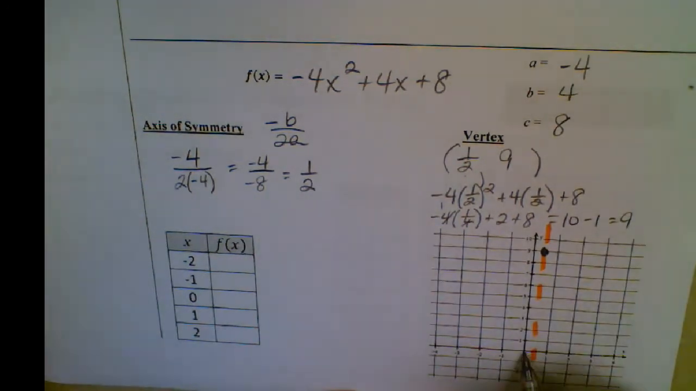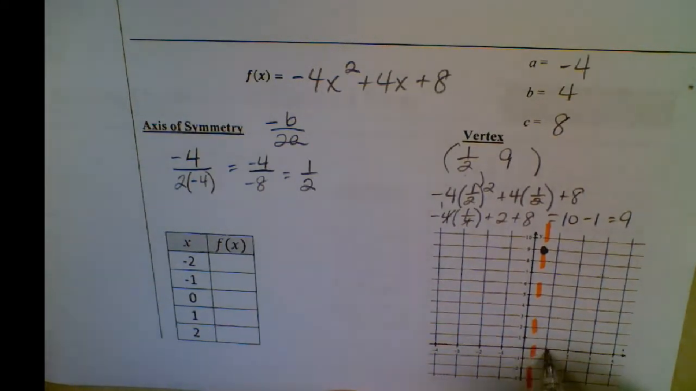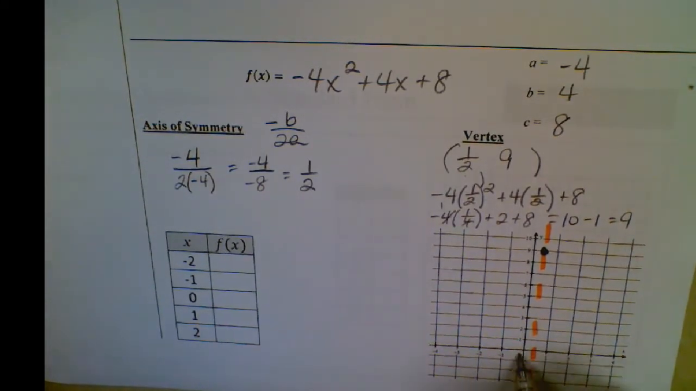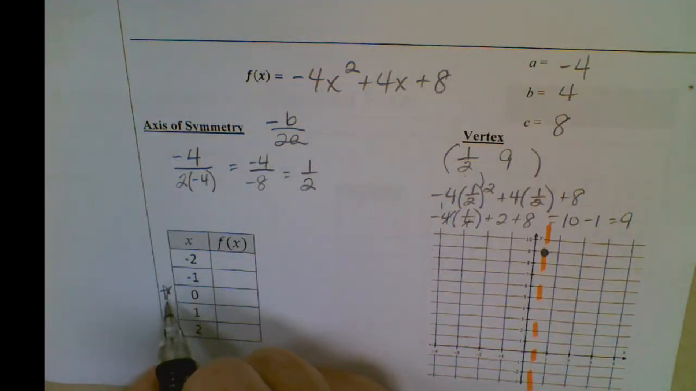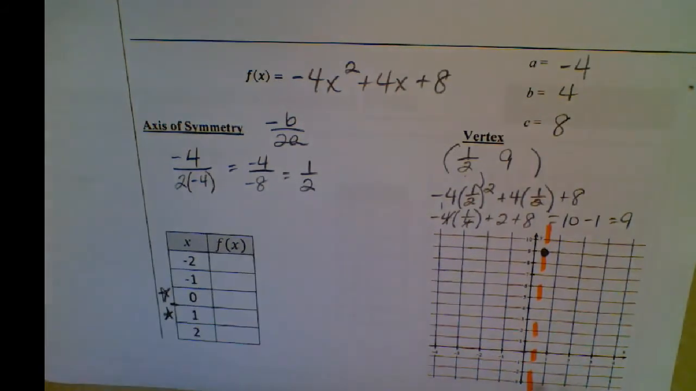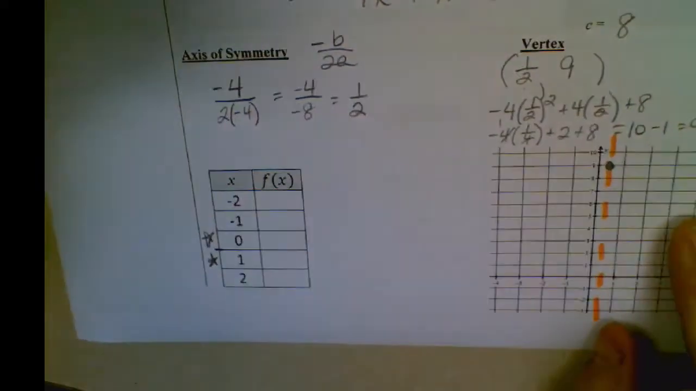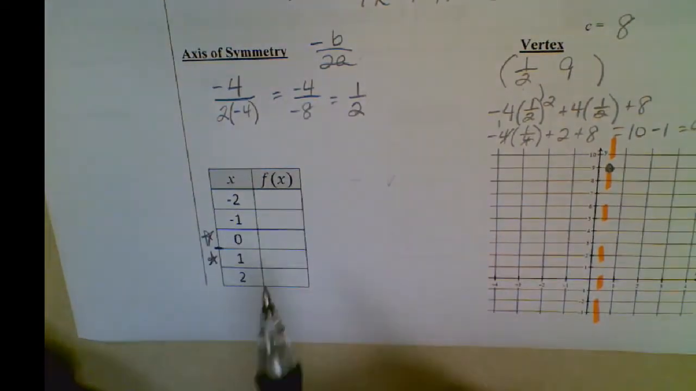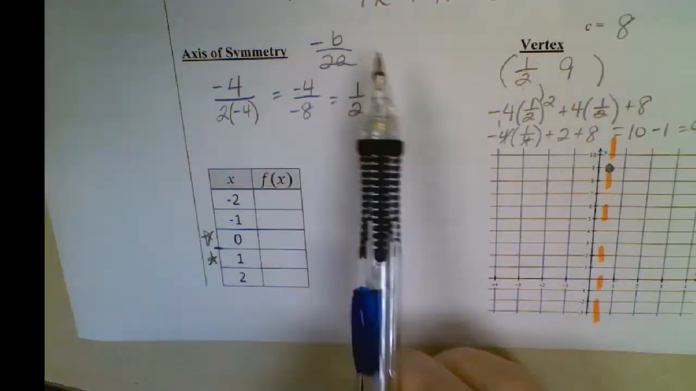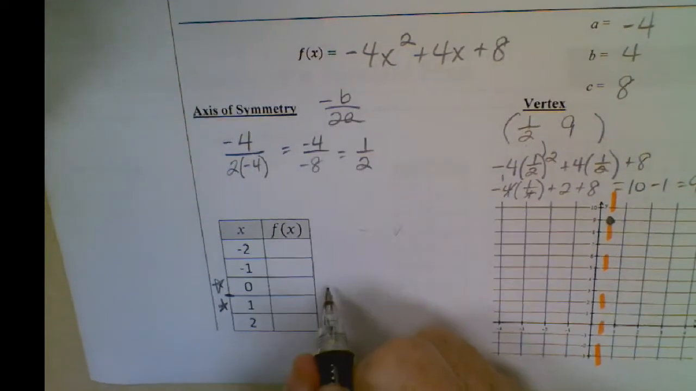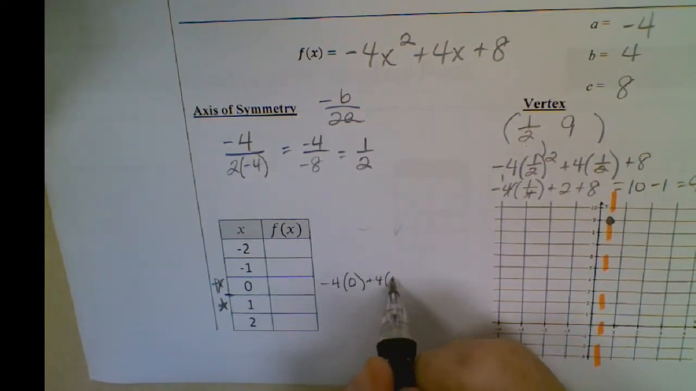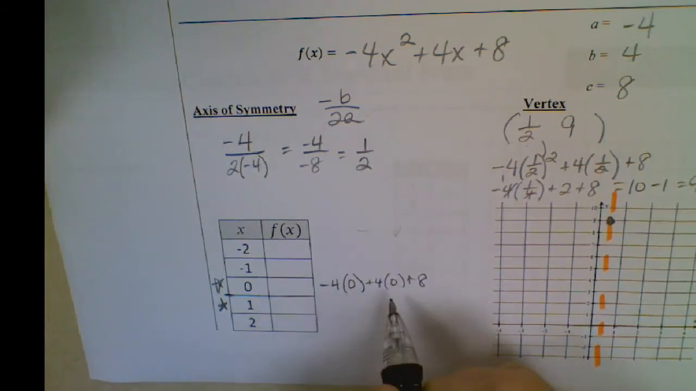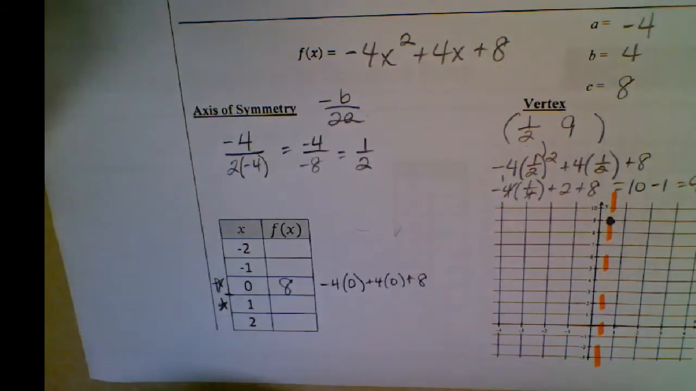So I want to start with 0 and 1 because they're the next closest points to the left and right of my axis of symmetry. So I'm going to start with these two right here. Because the other thing is my vertex is right in between here at 1/2. And the other thing I like is that 0 is really easy to calculate. So 0 squared is 0 times negative 4 is just 0 plus 4 times 0 plus 8. So my zeros are gone. That's just going to give me an 8.